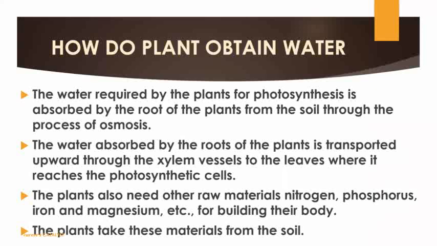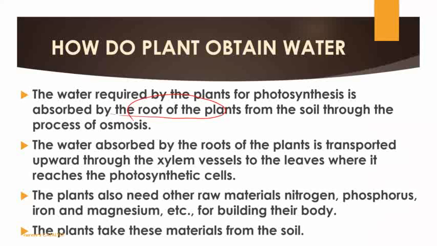Now, how do plants obtain water? We discussed earlier that they obtain carbon dioxide from the surroundings. So how do they obtain water? That we will discuss now. The water required by the plant for photosynthesis is absorbed basically by the root. They absorb this water through the root.